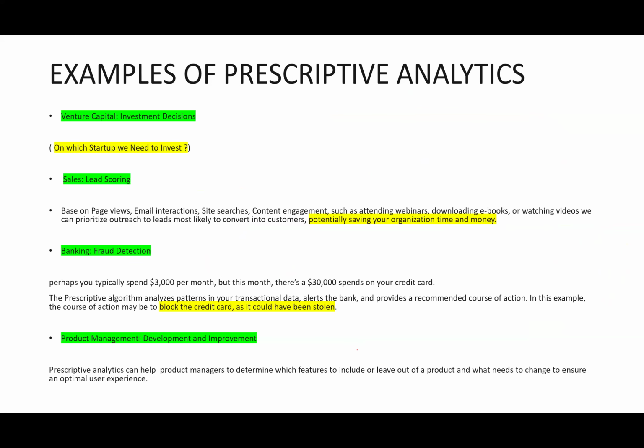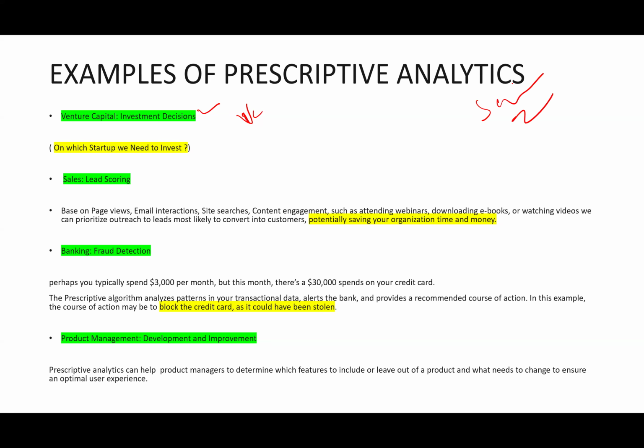Many examples are there for prescriptive analytics. One is venture capital investment decisions. We call them VCs, right? Fine. So why, can anyone tell, most of the investors have left Byju's? Why?